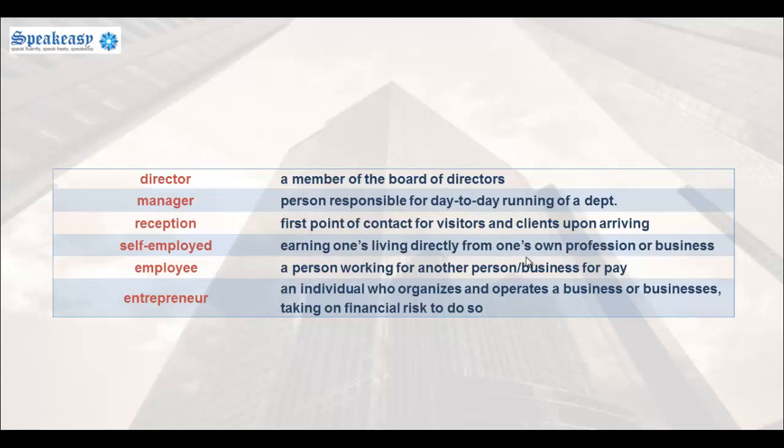Self-employed refers to a person earning their living directly from their own profession or business. An employee is a person working for another person or business for pay. An entrepreneur is an individual who organizes and operates a business or businesses, taking on financial risk to do so.